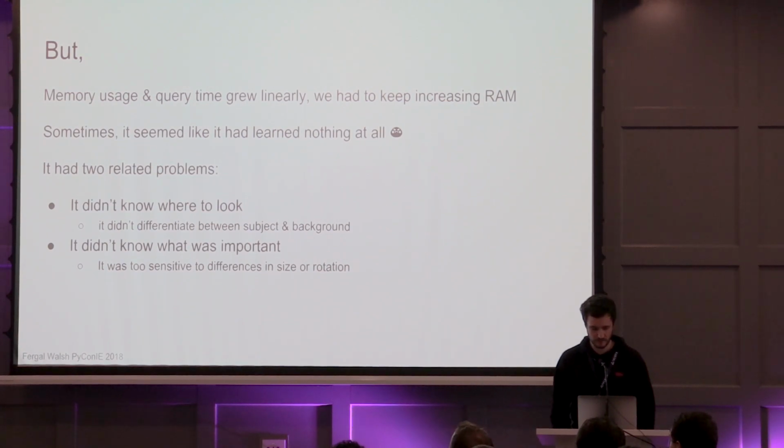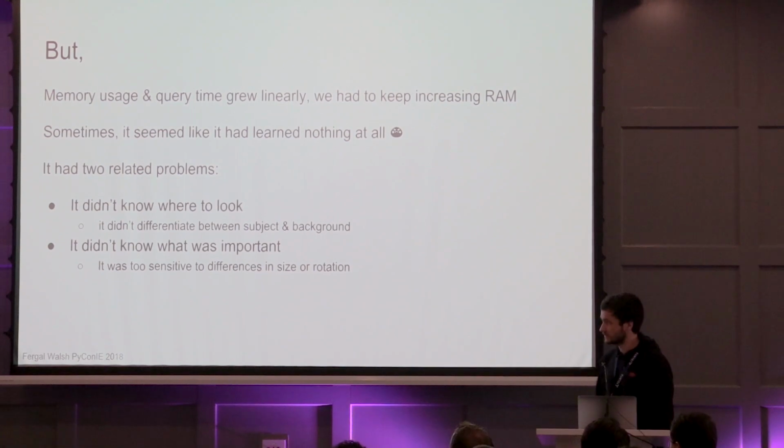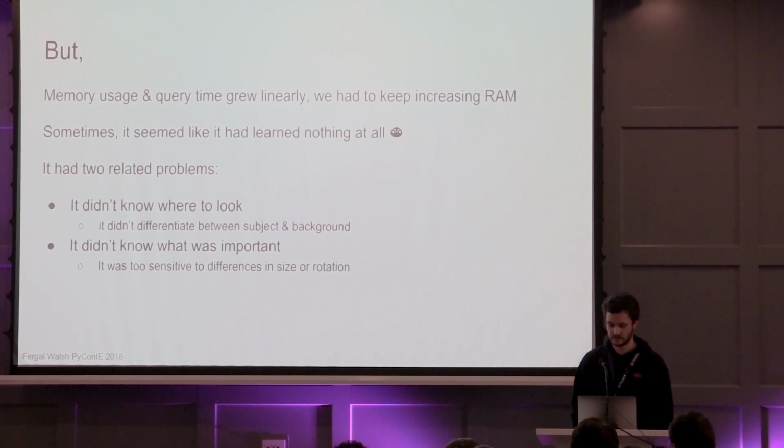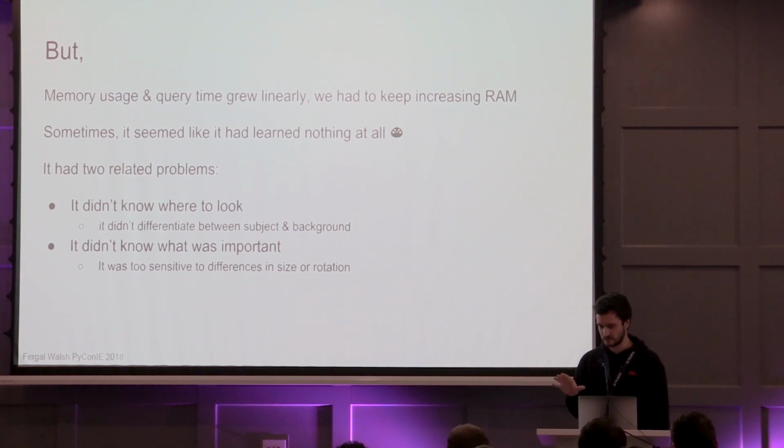And the main two problems were that the system didn't know where to look, so it didn't differentiate between the subject and the background of images. So often it was giving suggestions where the backgrounds of the images were very, very similar to each other. So say two different species of animals that were photographed in long grass or on a flower or something, but the actual animals themselves were totally different.